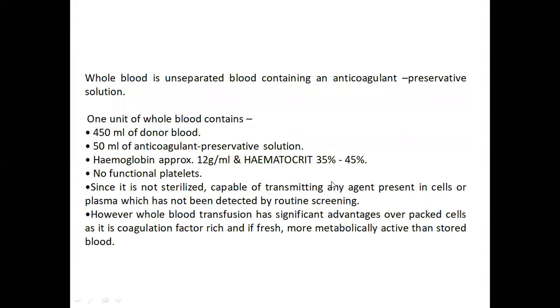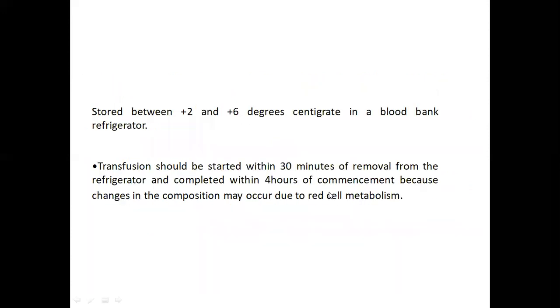When whole blood is unseparated, blood containing an anticoagulant is prepared. 1 unit of whole blood contains 450 ml of donor blood, 50 ml of anticoagulant, hemoglobin approx 12 grams per ml, and hematocrit, and there are no functional platelets. As it is not sterilized, it is capable of transmitting any agent present in cells or plasma which has not been detected by routine screening. It is stored at 2 to 6 degrees centigrade in a blood bank refrigerator. The transfusion should be started within 30 minutes of removal from the refrigerator and completed within 4 hours of commencement.